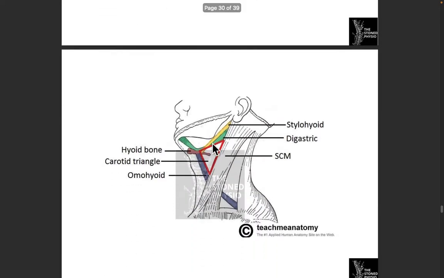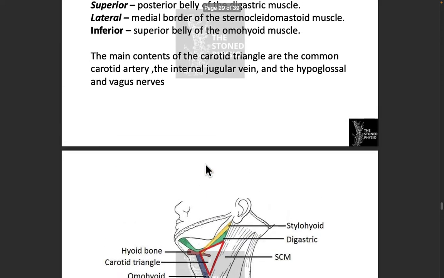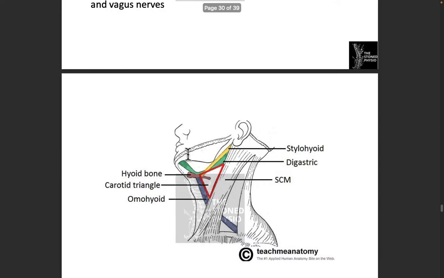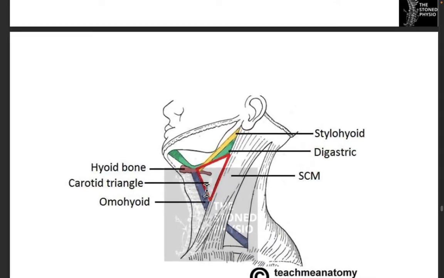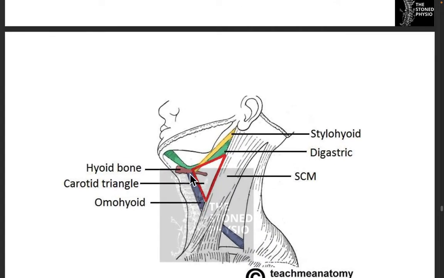And of course superiorly, you tell me, superiorly by which muscle is the superior border of the carotid triangle? Posterior belly. By the posterior belly of the digastric. The inferior border, inferiorly, by the superior belly of the omohyoid, and laterally by the anterior border of SCM.